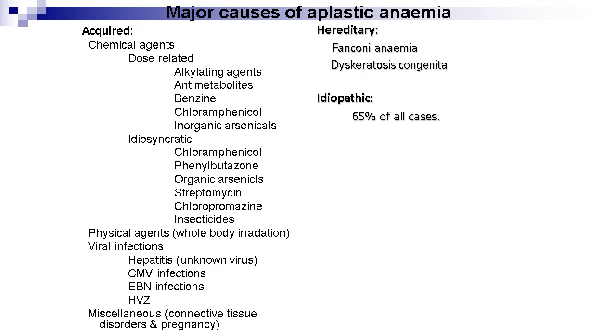Examples for the physical agents is the whole body irradiation, also used for the treatment of some malignancies, in addition to the accidental cases of irradiation. Biological causes include certain viruses, for example, of hepatitis, cytomegalovirus, Epstein-Barr virus, and herpes varicella zoster virus. Some connective tissue diseases, and even pregnancy can cause aplastic anemia.